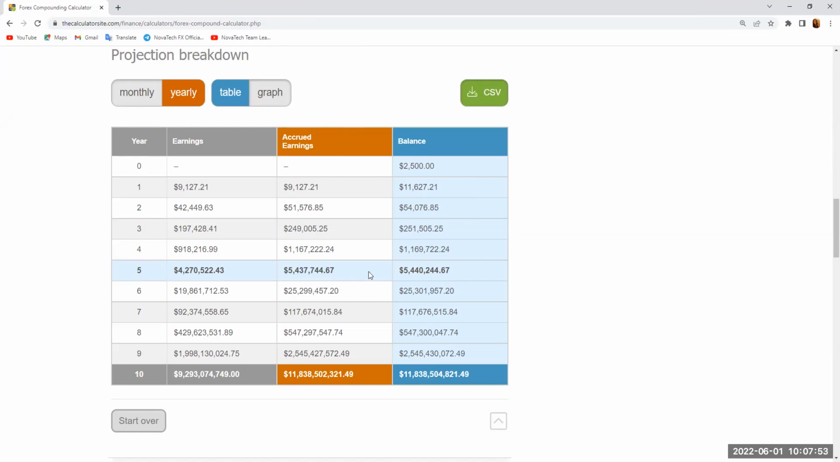Right? So I want to ensure that my children and their children and their children never have to worry about money. So my goal is to let this $2,500 grow over a 10-year period, which has then the potential of earning 11 billion with a B, $838,502,321.49 potentially. Is that exciting or is that exciting? Yes, it is truly, truly life-changing.